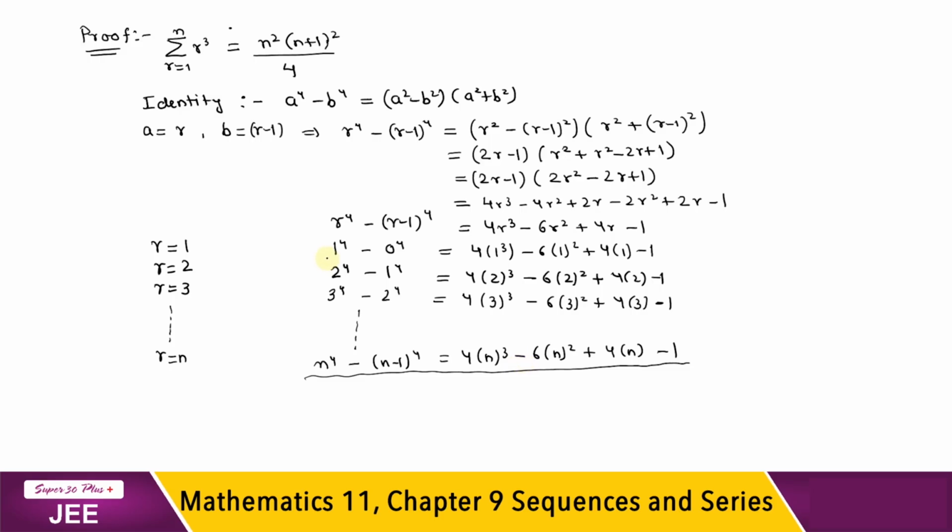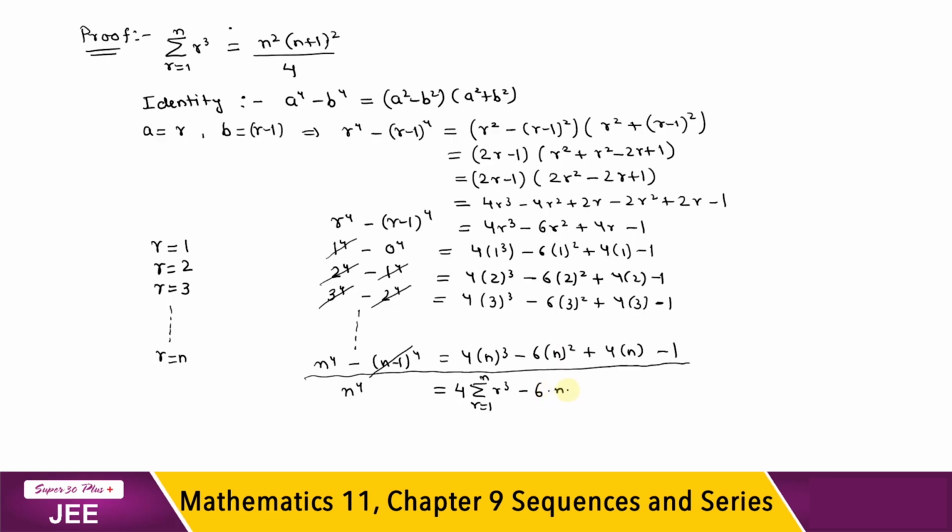So upon addition, what happens? These terms get cancelled off. So what we are left with is n raised to the power 4 minus 0, which is 0 itself, and this is equal to summation over here will give us 4 and then 1 cube plus 2 cube plus 3 cube till n cube. So this can be written as sigma r cube, r is equal to 1 to n, minus 6 taken as common, and we have 1 square plus 2 square plus 3 square till n square, which is sigma r square, and sigma r square is now known to us.